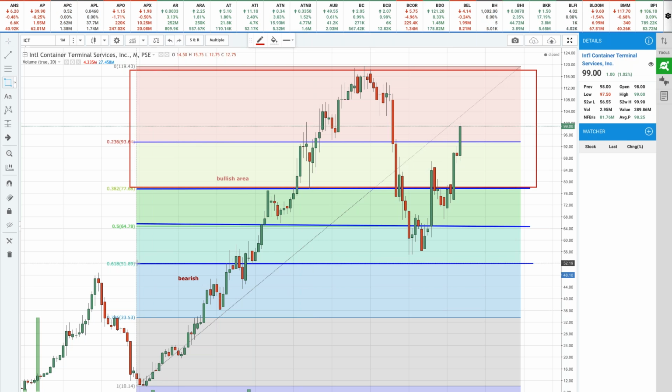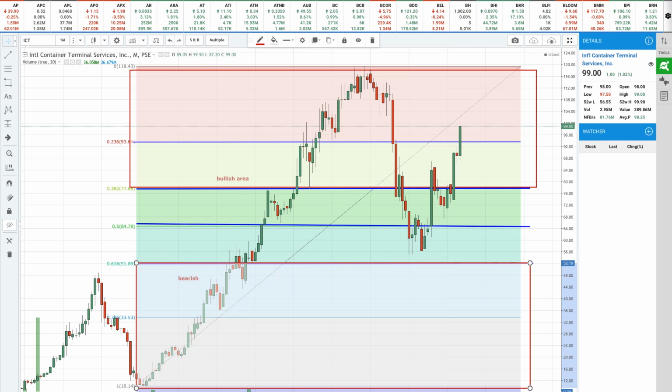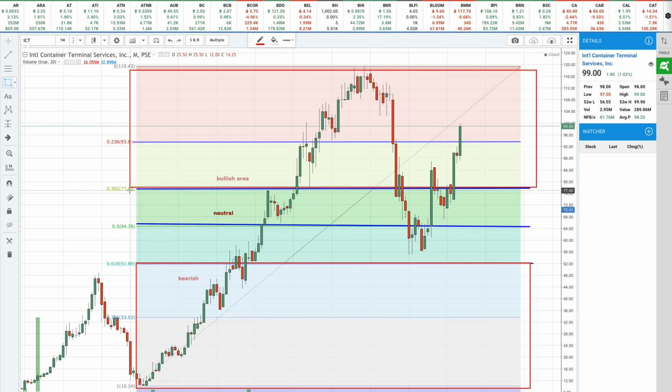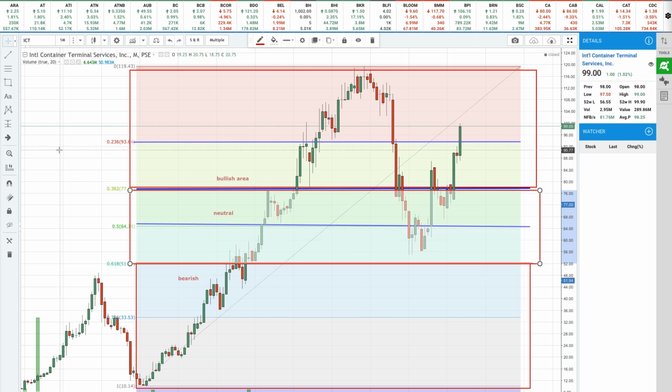So this is the bearish area. And the area in between 38.2 and 61.8 is the neutral area. So if your security only bounces at the bullish area and proceeds with its uptrend from there, you know that your security is a strong one. If it bounces at the neutral area, it is moderate. If price bounces from the bearish area, then it is a bearish security.